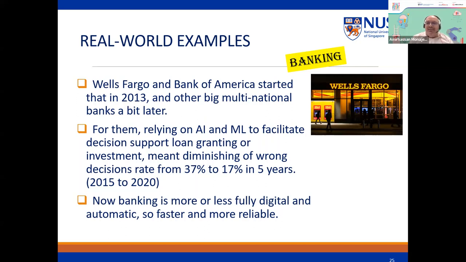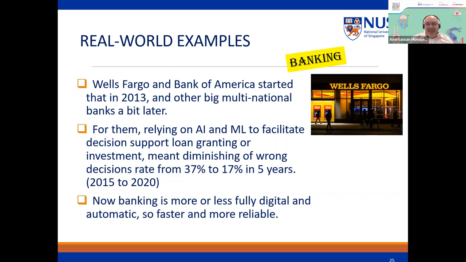Relying on AI and machine learning on what? In the case of Wells Fargo and Bank of America, decision support in loan granting or in investment. Decision support services provided by AI and machine learning using digital data to help managers make better decisions towards refusing or granting a loan or investing, two important things in the life of a bank.